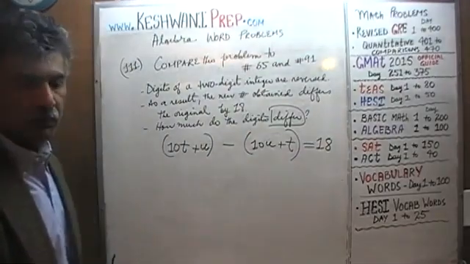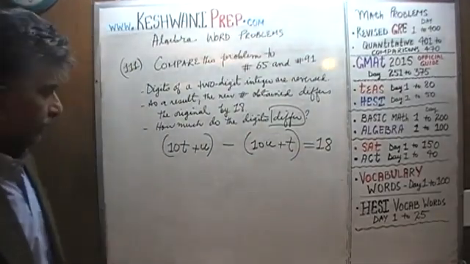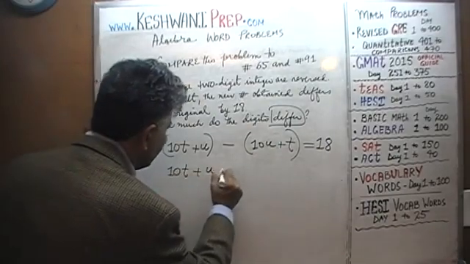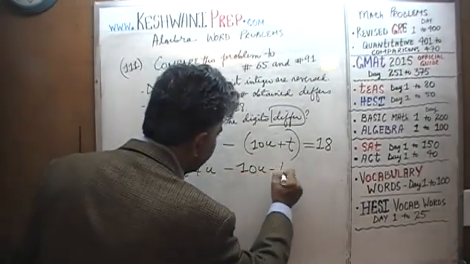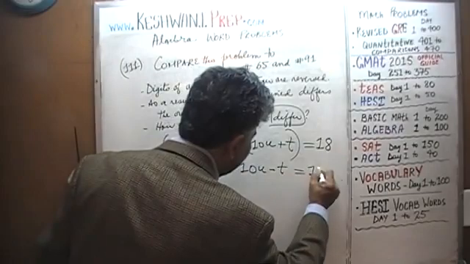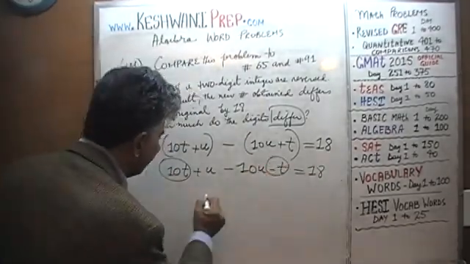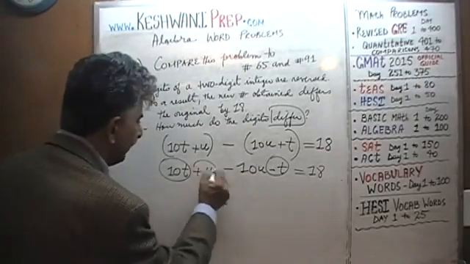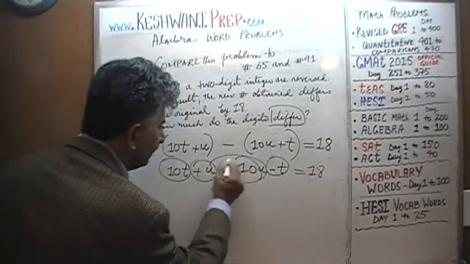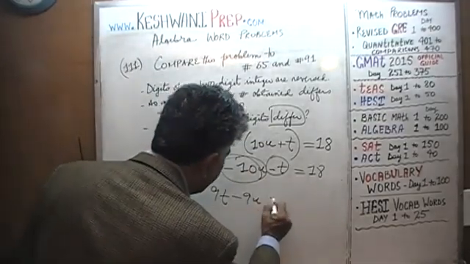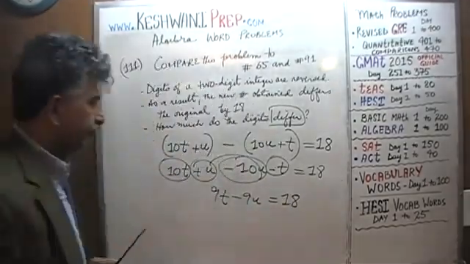There you go. Now we do our work here. Open the parentheses, we get 10t plus u minus 10u minus t equals 18. We get 10t here minus a t, that's a 9t, and then we have a u and minus 10u. U and a 10u is going to give us minus 9u equals 18.